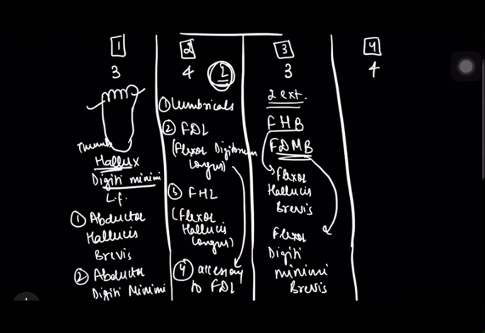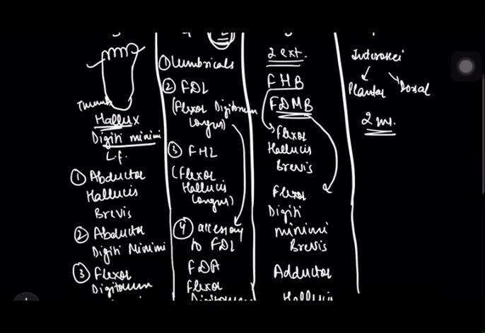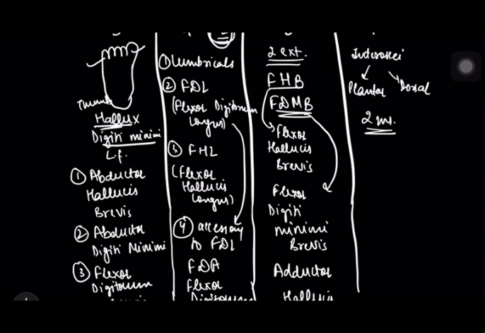For the fourth layer, we have all the different names of muscles which haven't come in either of the 3 layers. We have the interossei, which are 2 types: plantar interossei and dorsal interossei. Then we have 2 muscles which are present in the leg itself and are an extension of the muscles of the leg. Sorry, they are peroneus longus and tibialis posterior.